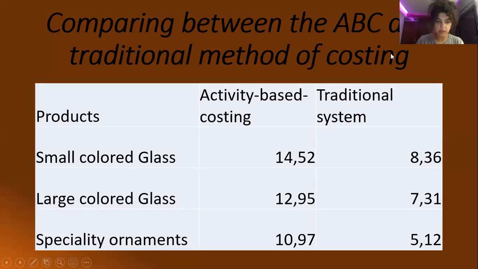Now we're going to move on to B, comparison between the two methods. The results using the volume-based traditional system and the activity-based costing system are different, as we can see in this table. The activity-based costing is higher than the traditional system because the activity-based costing is more accurate. It assigns overhead based on the activities that drive the overhead costs, and it includes the administration expenses.